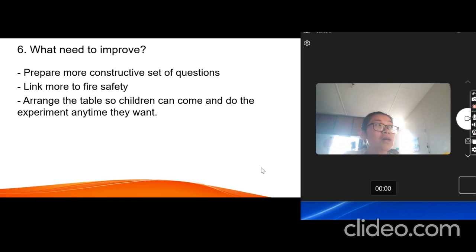And also, because children were based on their interests after the fire activation, I think I should link this activity more to fire safety. What children can do to protect themselves if a fire happens. And also children were really interested in doing this experiment again and again, but because of safety, I cannot leave the candles and the matches on the table for them to do the whole time. So I think I need to find some way to arrange the experiment, so children can come anytime they want to do it.